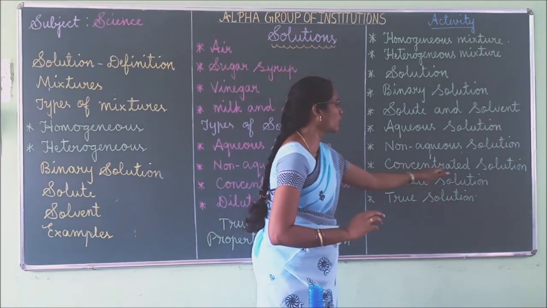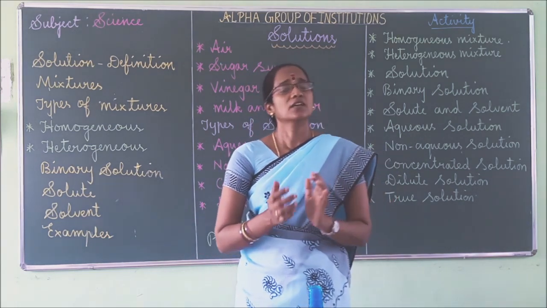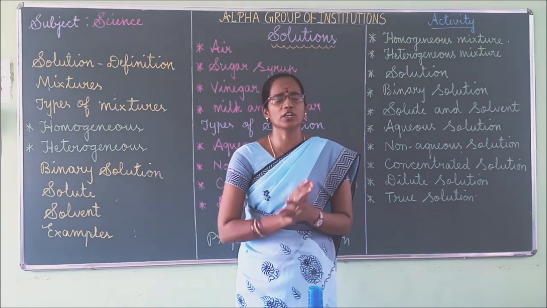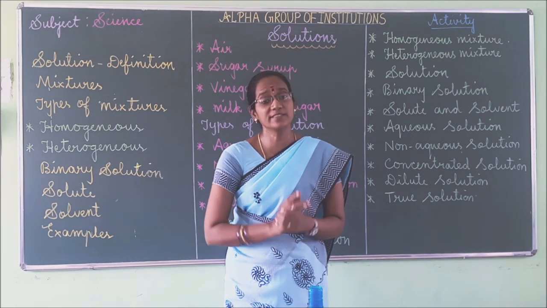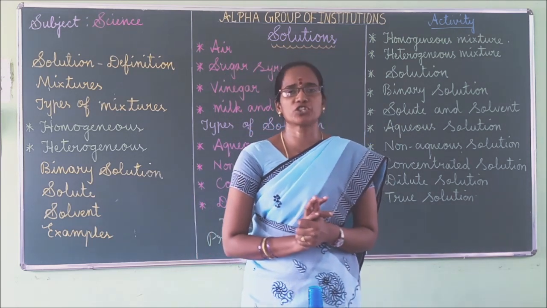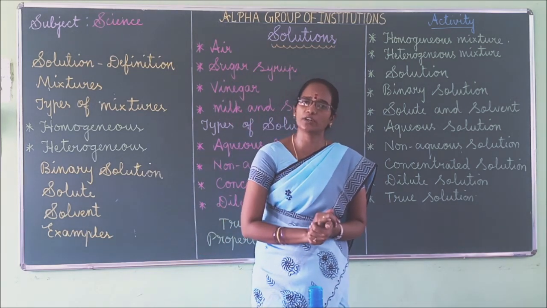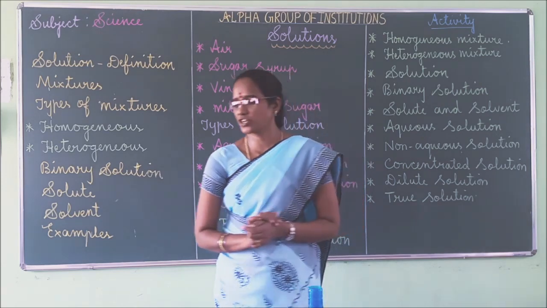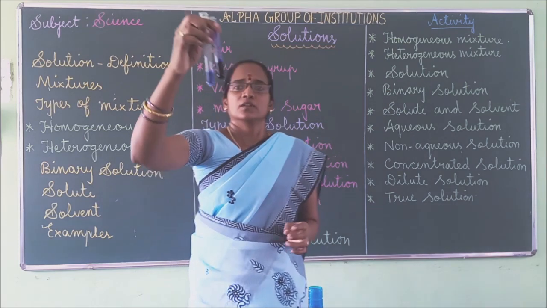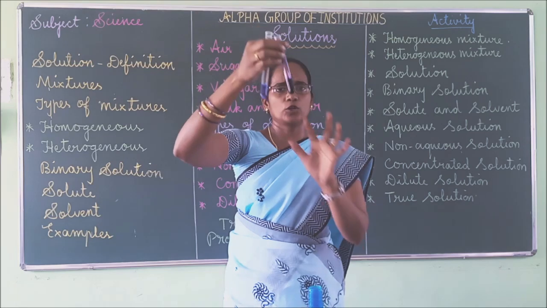Right. Next one, concentrated solution. Concentrated solution means a solution, okay, a solution with a larger proportion of solute. A solution which contains larger proportion of solute is called concentrated solution, whereas dilute solution means a solution with a lesser amount of solute is called dilute solution. Okay, now look at these two. Look at these two. Okay, so what do you observe from these two solutions?